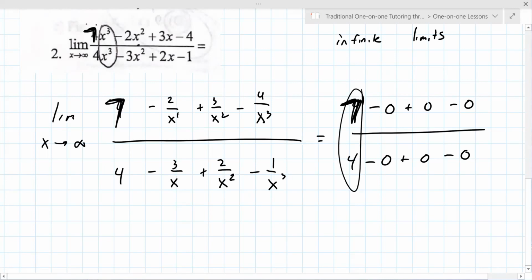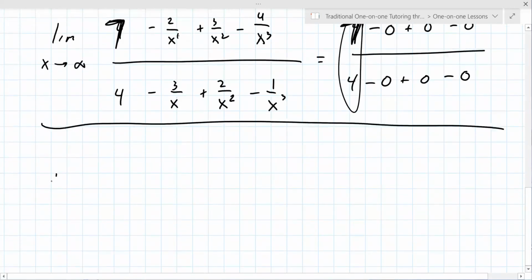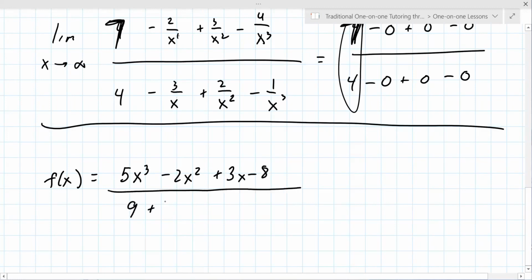I like that you circled these, but you also needed to identify the leading coefficients. Here's one I would give you. This is being difficult. It would be 5x to the third minus 2x squared plus 3x minus 8 over 9 plus 4x minus 5x squared minus 9x cubed. And we'd want the limit as x goes to infinity on this one.